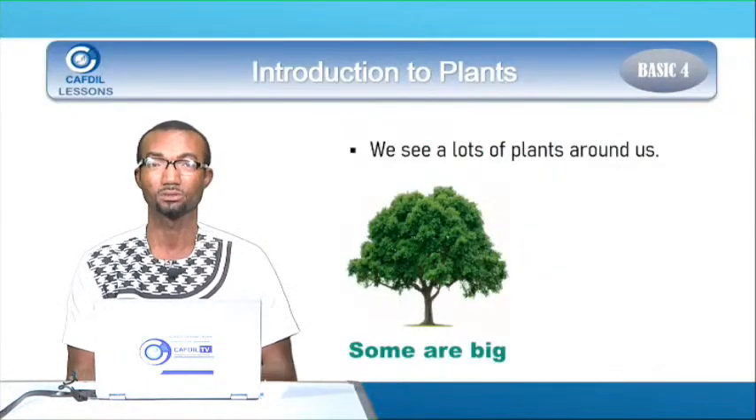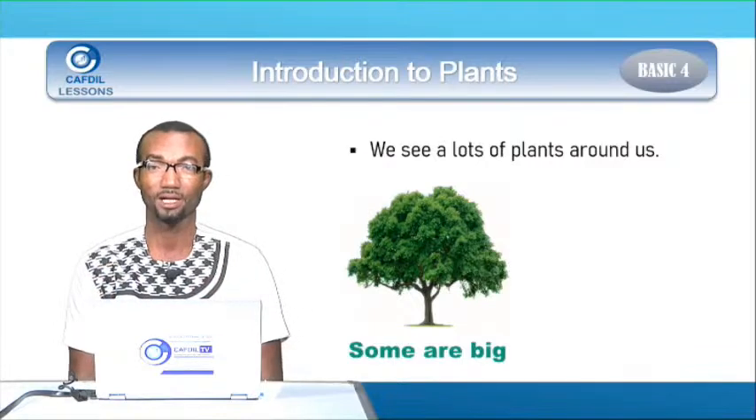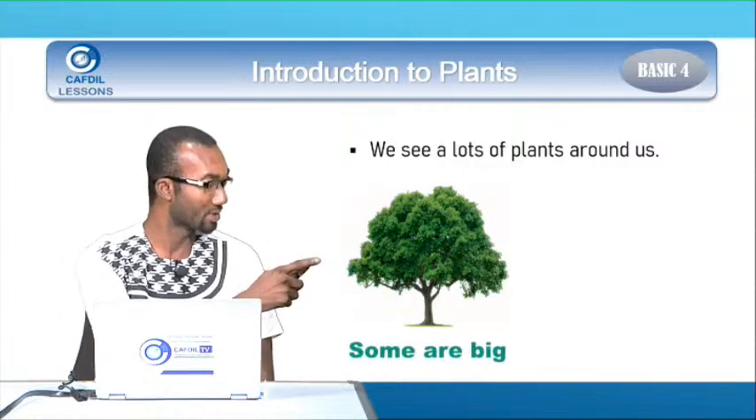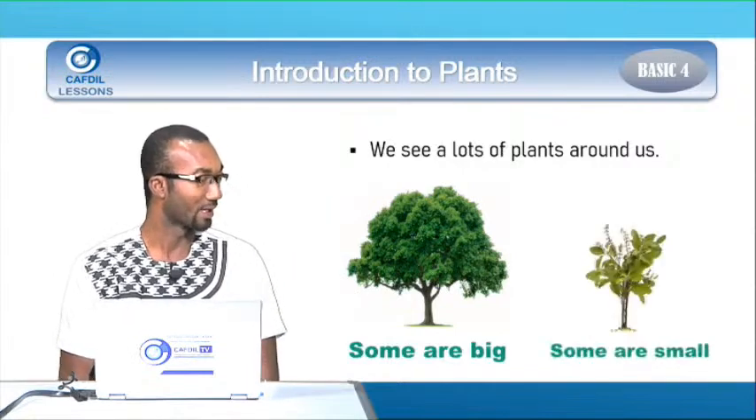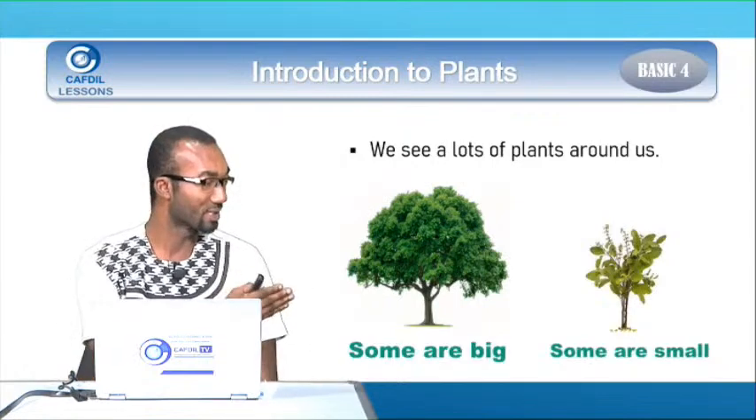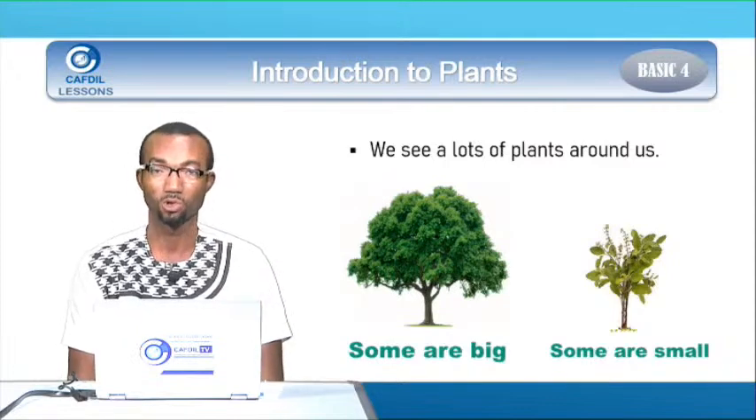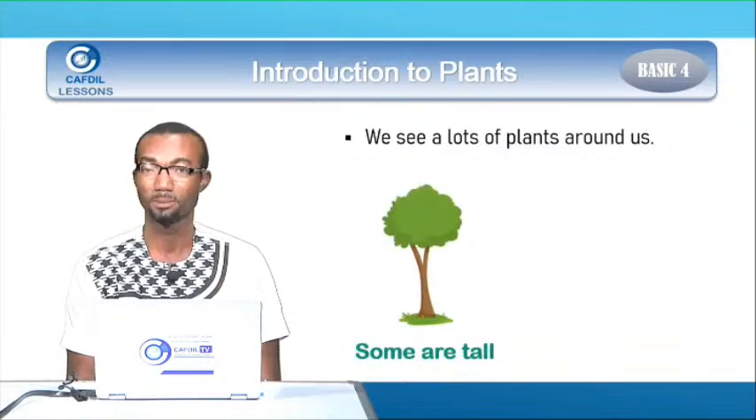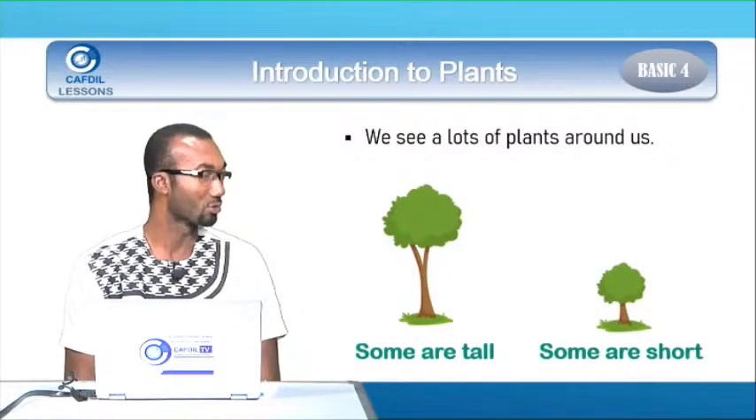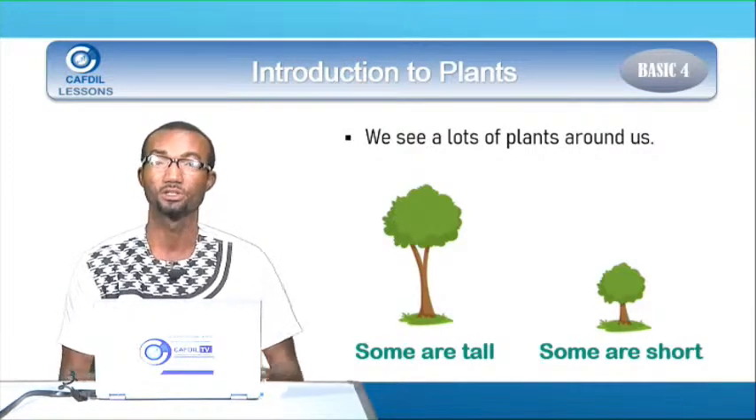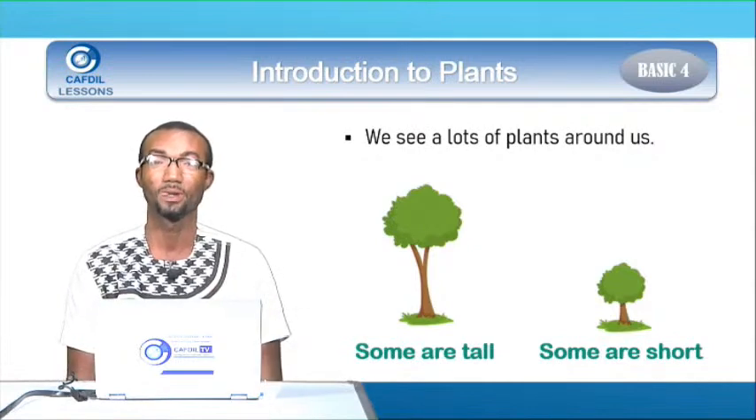Kate, if you look around, we see lots of plants around us. Some are big, as you see this tree, very big, and then some are also small. We also see trees that are tall, and some are short. So if you look around you, you can see big trees, short trees, tall trees, and small trees.